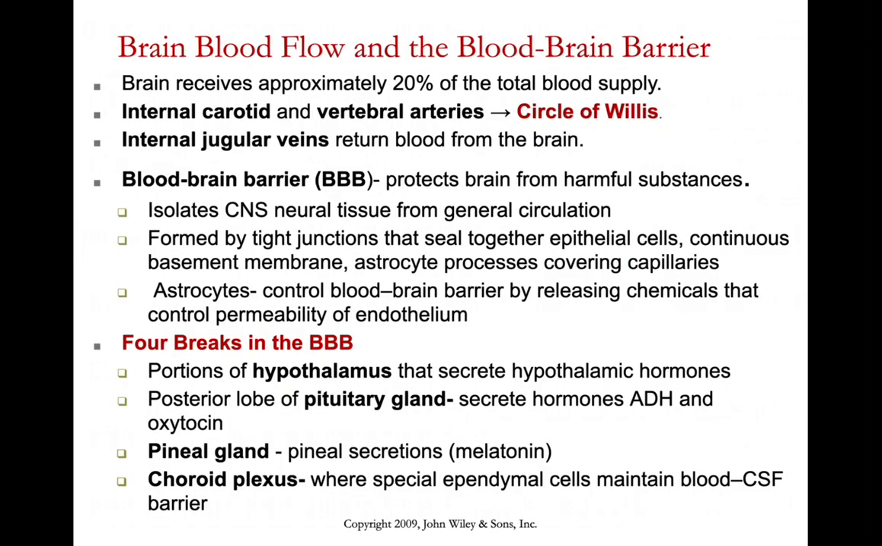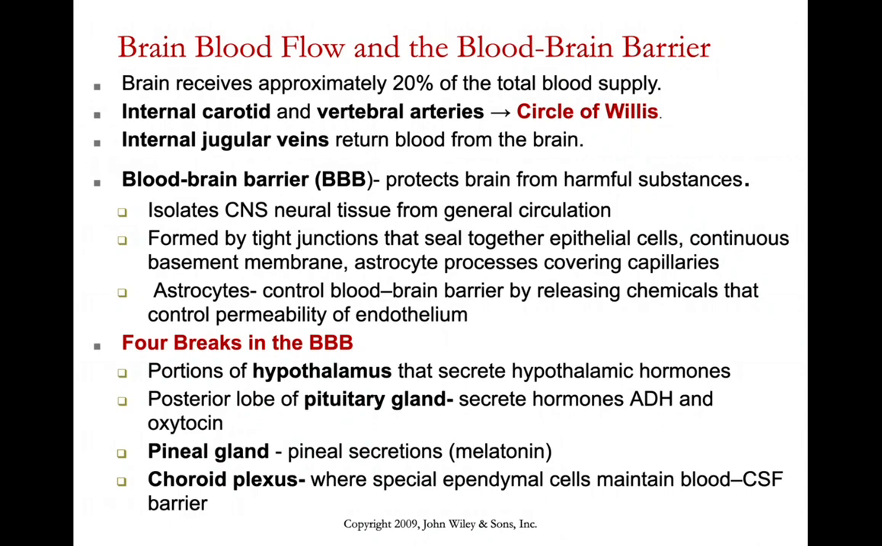So the brain receives about 20% of the total blood supply. An important set of vessels here are the internal carotid and vertebral arteries. These are going to end up forming the circle of Willis, so this blood flow will come up on both sides of the brain and meet on the other side. The internal jugular veins are going to return the blood from the brain.